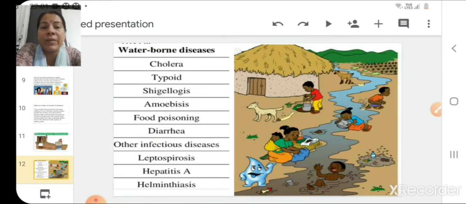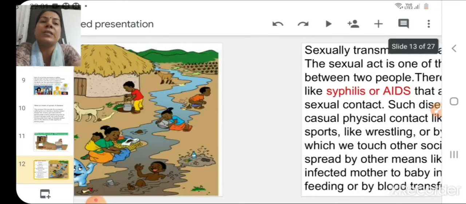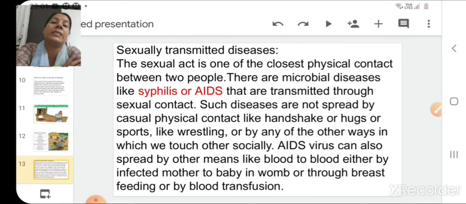And here I have a list of waterborne diseases. These are cholera, typhoid, shigellosis, amoebiasis, food poisoning, diarrhea, other infectious diseases, leptospirosis, hepatitis A, and helminthiasis. And in this picture you can see how people are using dirty water for various purposes, and this increases the chances of waterborne diseases.